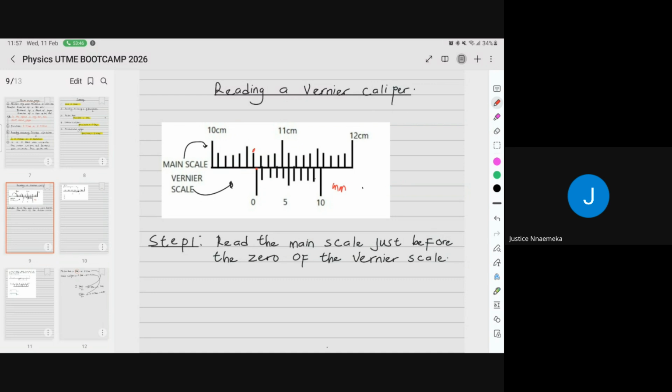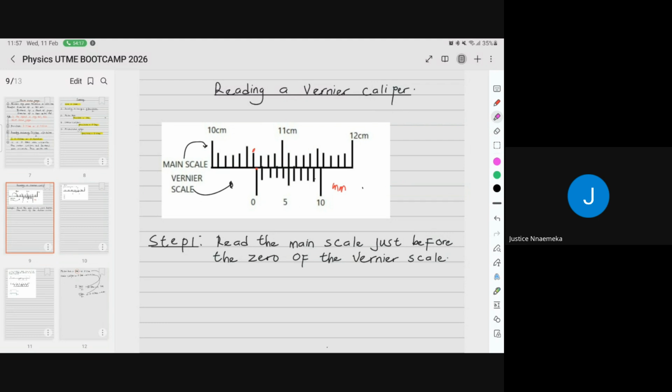All right, so please give us a few minutes. Write that thing down. Step one, read the main scale just before the zero of the vernier caliper. You can see the zero of the vernier. The number you have before the zero of the vernier. Remember that here is the vernier scale, not vernier caliper, please. This is the vernier scale, while this is the main scale. This one is always given to us in centimeter, while the down part is given in millimeter. Does that make sense?